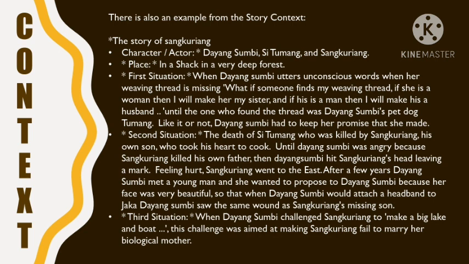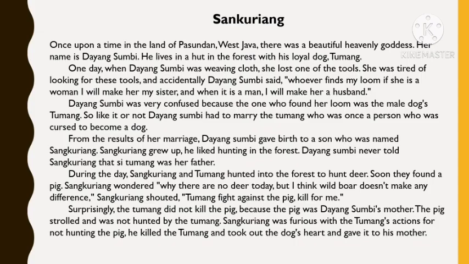Third situation, when Dayang Sumbi challenged Sangkuriang to make a big lake and a boat. This challenge was aimed at making Sangkuriang fail to marry his biological mother. This is a synopsis of the Sangkuriang story. You can read it and you can check the theme, context, and the staging.